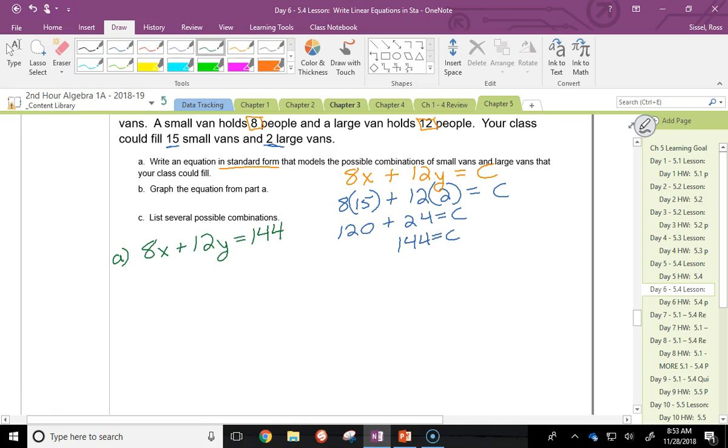Now, graph the equation from part A. So we have to graph this. Can we graph from standard form? No, we can't graph standard form. What do we have to do?